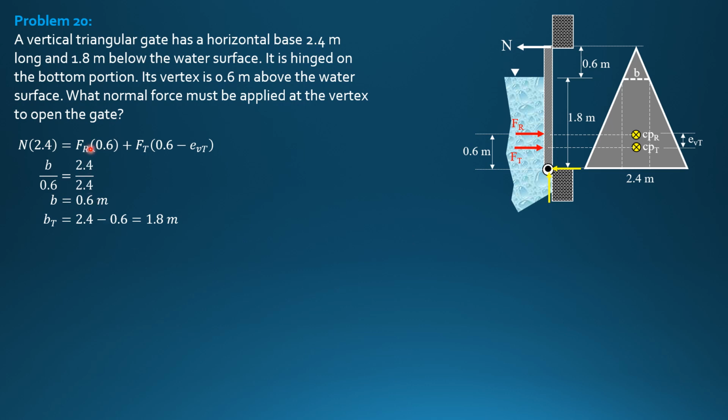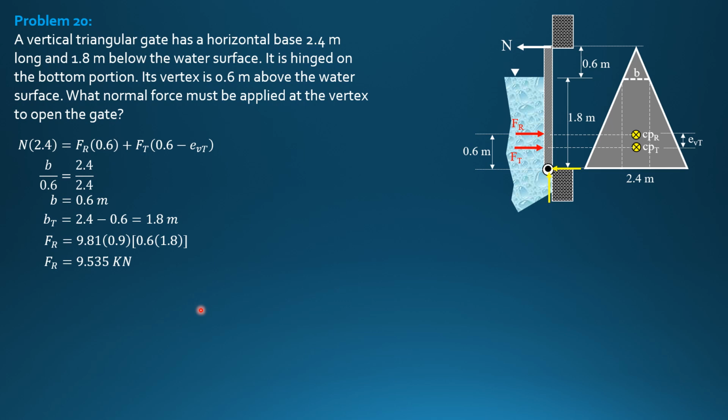Fr is the specific weight of water times h-bar. H-bar is 0.9 for the rectangle, half of 1.8. Then the area of the rectangle is 0.6 by 1.8. So Fr is 9.81 times 0.9 times the area 0.6 by 1.8. So Fr is equal to 9.5535 kilonewtons. Then for the triangular portion, remember h-bar, because this is the centroid of the triangle, 2/3 of 1.8 is 1.2 meters.